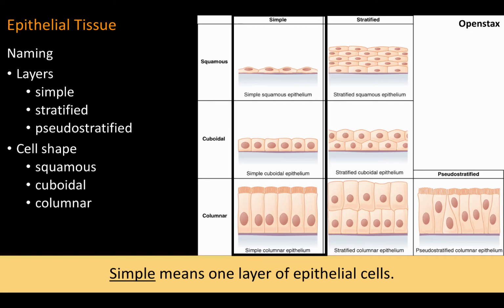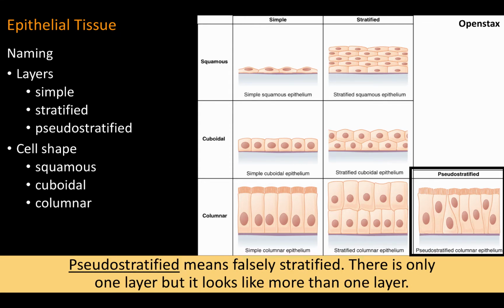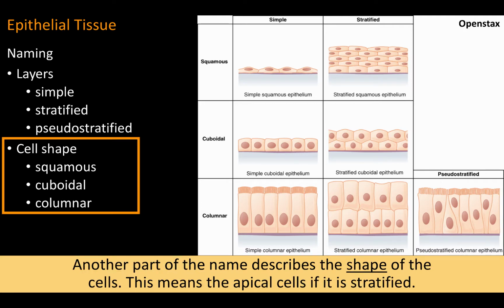Simple means one layer of epithelial cells. Stratified means more than one layer. It usually means 2, but the epidermis of the skin has many. Pseudostratified means falsely stratified. There's only one layer, but it looks like more than one layer. Another part of the name describes the shape of the cells. This means the apical cells if it is stratified.